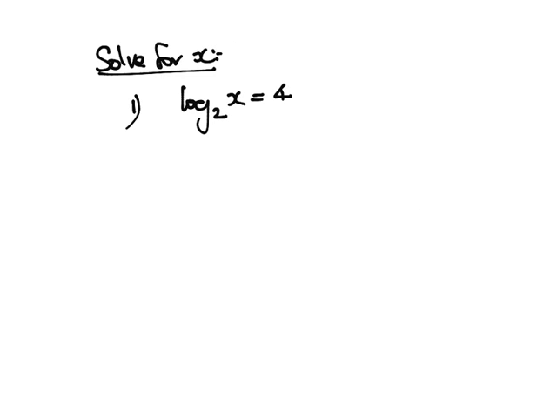Okay, let's start doing the third one. Let me write the answer for this. It can be written as 2 raised to 4 equal to x, which is nothing but 16 equal to x. So the value of x is 16. Very simple. So next problem.